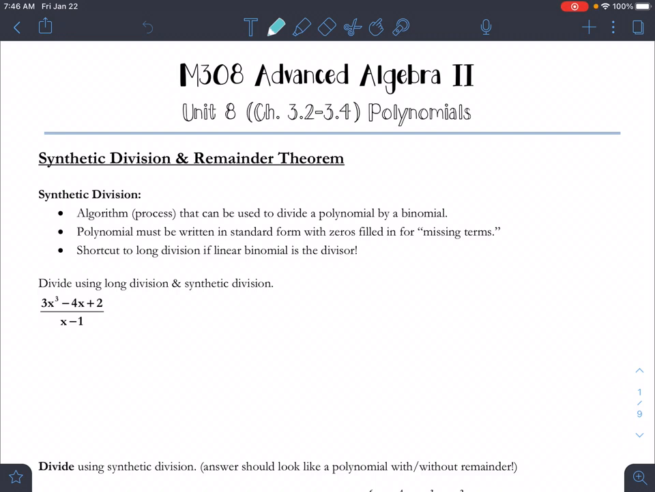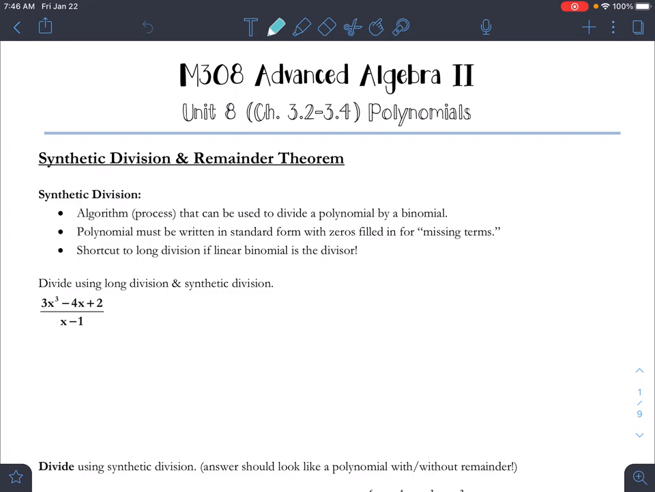Hi everyone, welcome to the video on synthetic division and the remainder theorem. So synthetic division is an awesome quick little shortcut that can help us divide a polynomial by a linear binomial. Sounds fancy, but basically it's a nice little shortcut to long division.